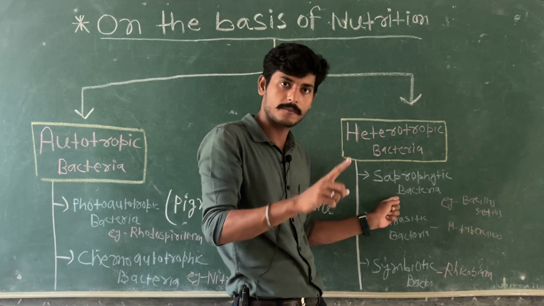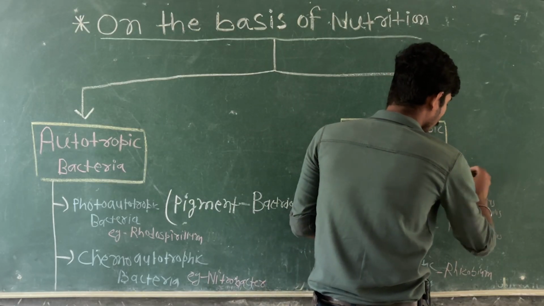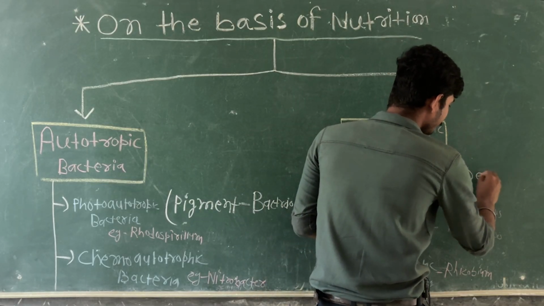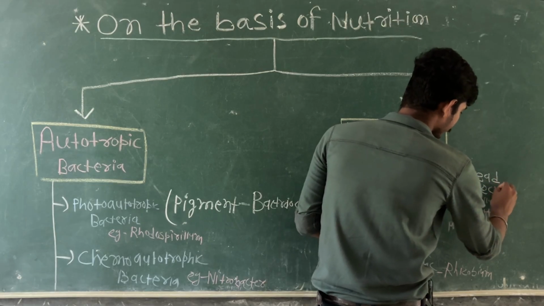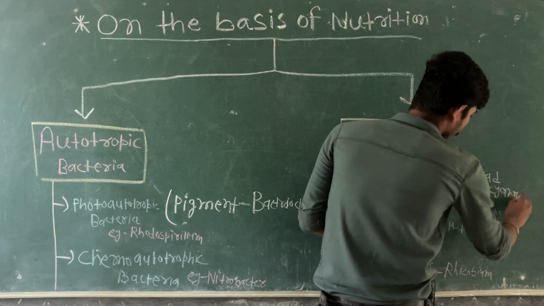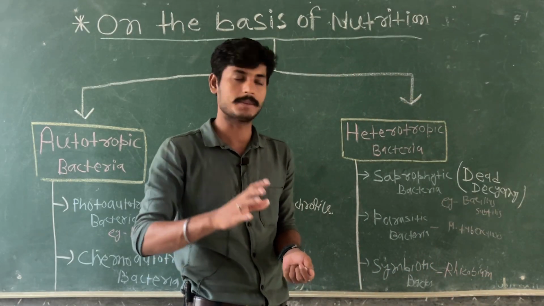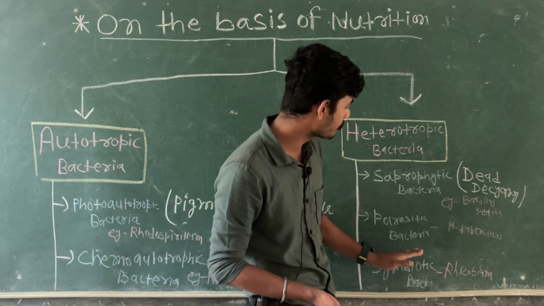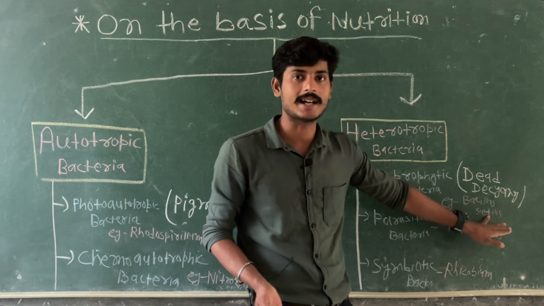And the first type is the saprophytic bacteria. What is the characteristic of saprophytic bacteria? It depends upon dead, decaying matter. Decaying means material that is rotting. Then the example is Bacillus subtilis.